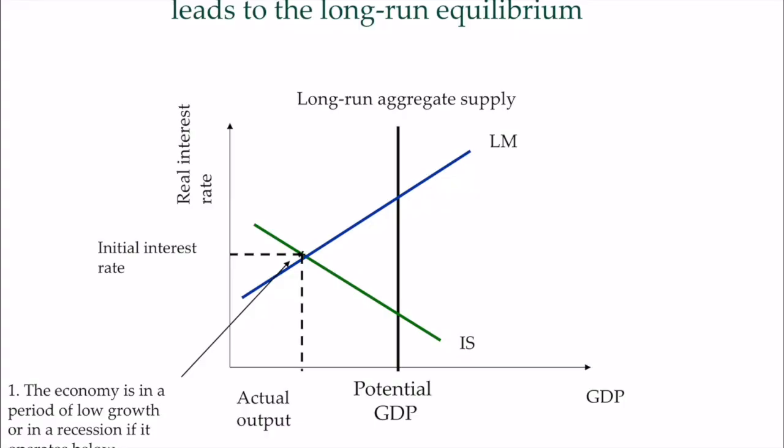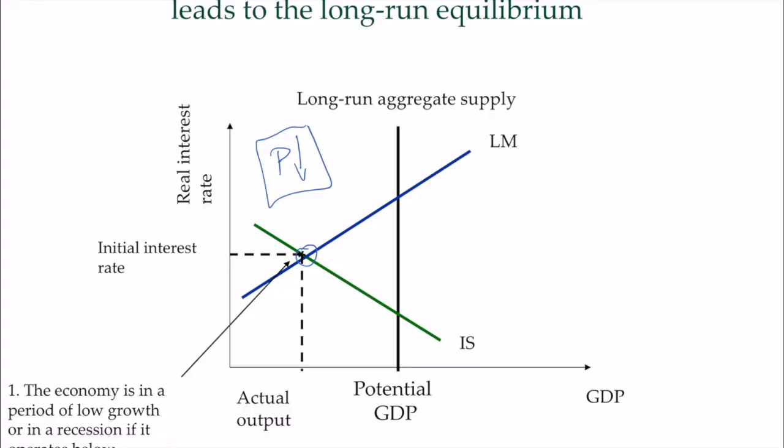Now let's think about a very simple example. Imagine the economy starts below potential output. It starts to the left of the vertical line. We're going to be referring to this position as a recession or a period of low growth. Now, as the economy is producing below capacity, we're going to argue that there's going to be downward pressure on prices or downward pressure on inflation.